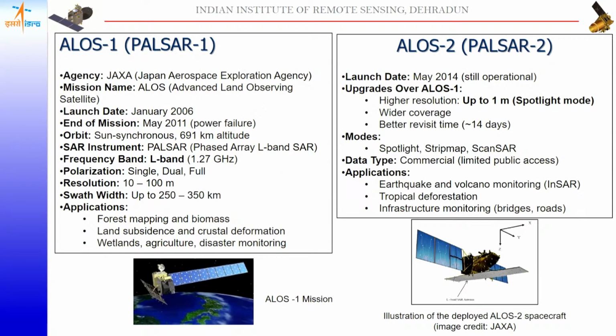Another L-band system is from the Japan Aerospace Exploration Agency, called JAXA. It has two satellites, ALOS-1 and ALOS-2, with imaging modes of spotlight, strip map, and ScanSAR, and a resolution of 10 meters to 100 meters. ALOS-1 was launched in 2006, and ALOS-2 in 2014. ALOS-2 is a fully polarimetric SAR, so we can have 1 meter resolution in spotlight mode.